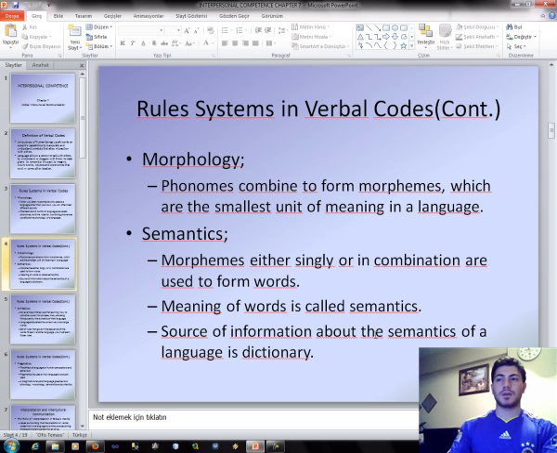Morphology. Phonemes combine to form morphemes, which are the smallest unit of meaning in a language. Semantics. Morphemes, either singly or in combination, are used to form words. Meaning of words is called semantics. A source of information about the semantics of a language is the dictionary.